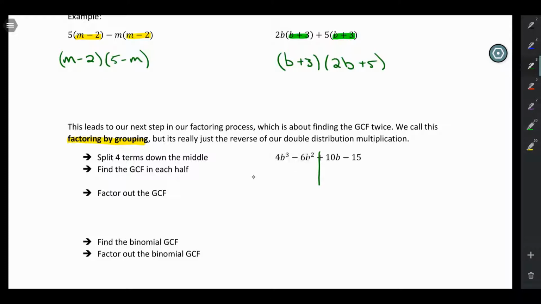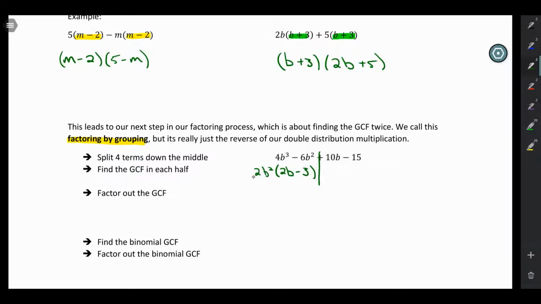So let's look here at our first half. Our greatest common factor between 4b cubed and 6b squared is going to be 2b squared. When I divide that out, so 4b cubed divided by 2b squared gives me 2b. And negative 6b squared divided by 2b squared gives me negative 3. So there's my first step. I've pulled out that greatest common factor, just like we did in our first lesson, out of that first binomial pair. Now I'm going to do the same thing for the second binomial pair.